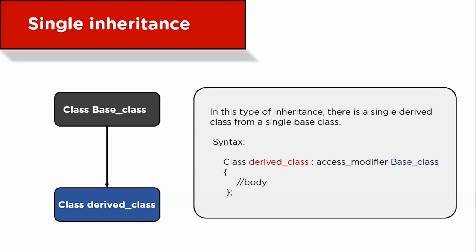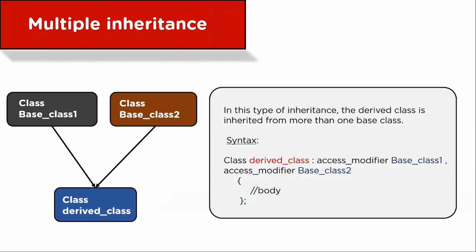So now let's have a look at the syntax. As we know, this is single inheritance, so there will be only a single derived class and a single base class, and this is how we derive a child class from a parent class. Class keyword, then the name of the derived class, then the colon operator. After that there is an access modifier with the base class. Now as we have understood about single inheritance and its syntax, now let's move on to multiple inheritance.